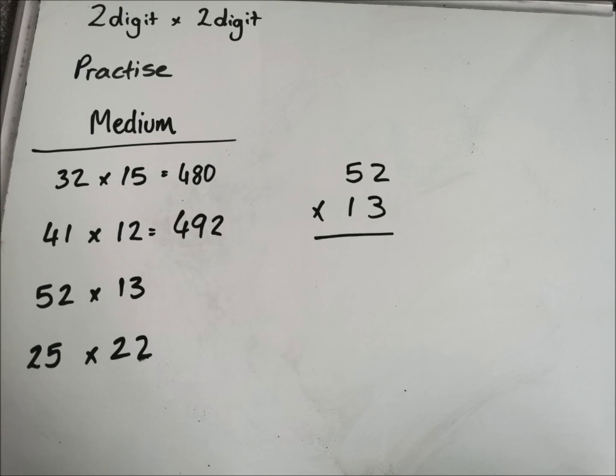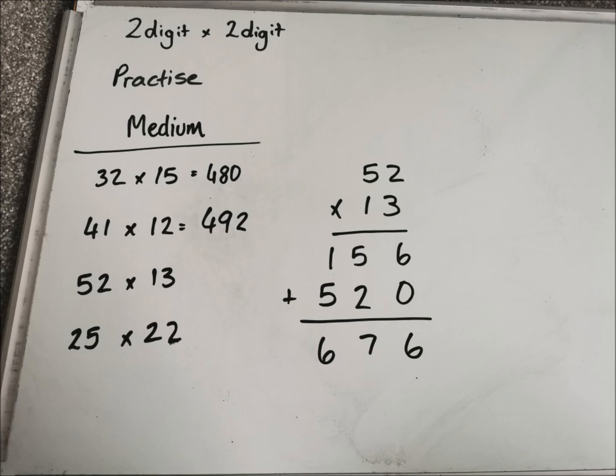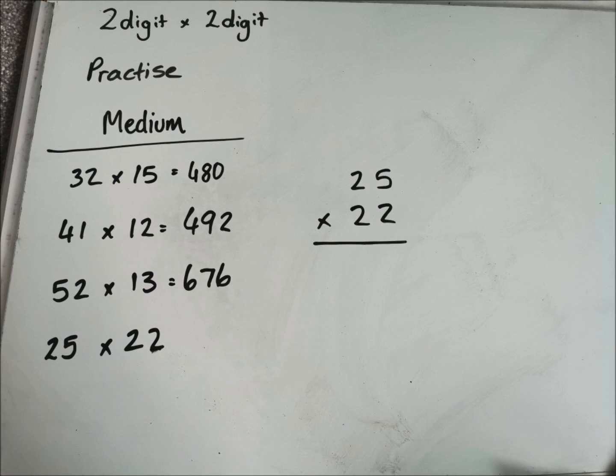Third one there, 52 multiplied by 13. First line of the answer should have been 156. Second line of the answer should have been 520. Add those two lines together and we should have got 676 as our final answer.